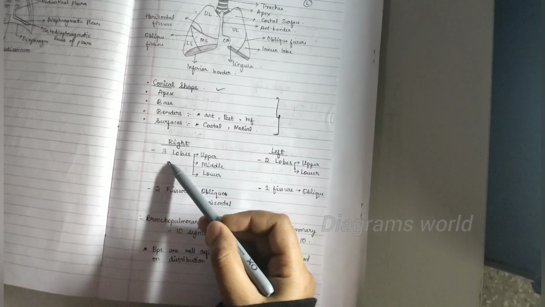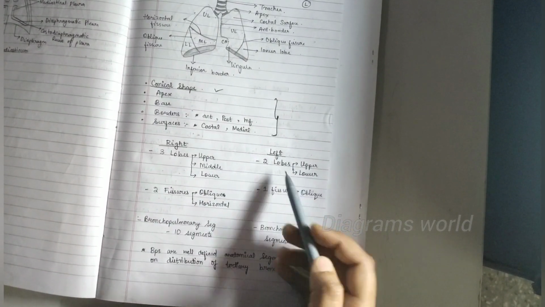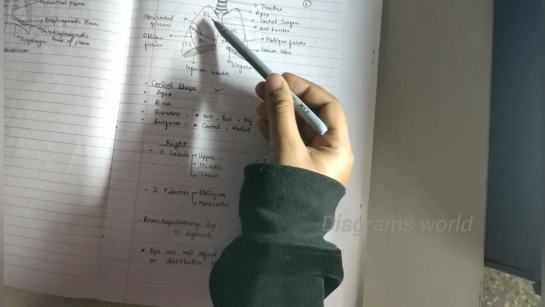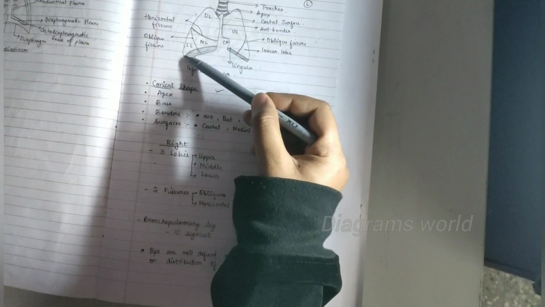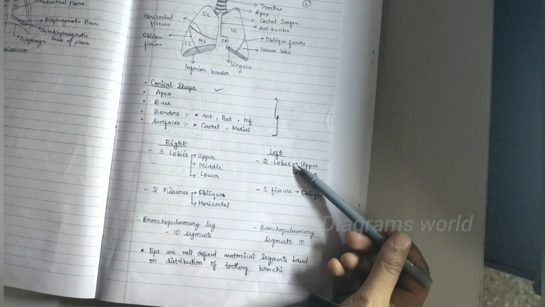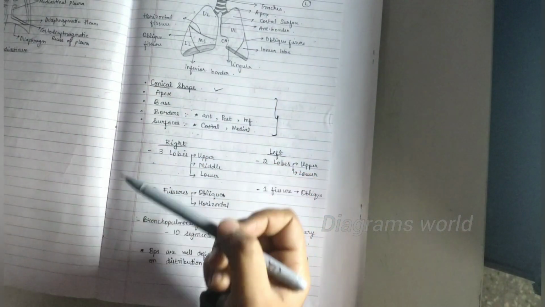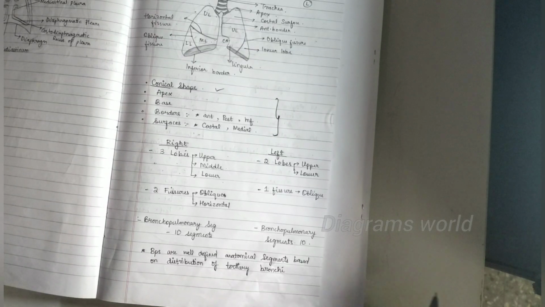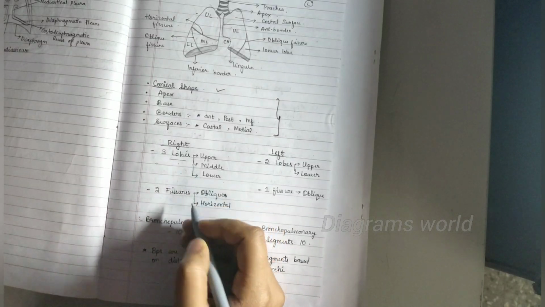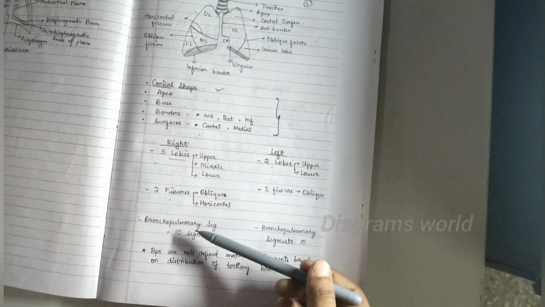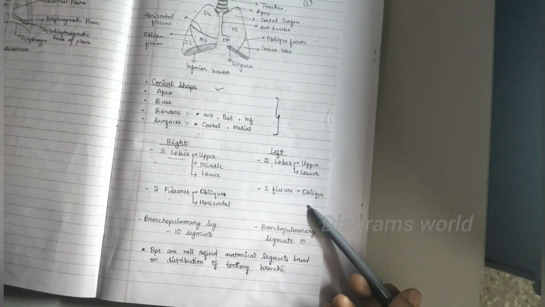Now in the right lung we have three lobes and in the left lung we have two lobes. In the right lung, the three lobes are upper, middle and lower. So this is our upper lobe, middle lobe and lower lobe. And in the left lung we have upper and lower lobes. Now if lobes are divided, there should be something which divides them, right? So we have something called fissures. To divide three lobes we have two fissures, and to divide two lobes we have one fissure. So basically in the right lung we have two fissures and in the left lung we have one fissure.